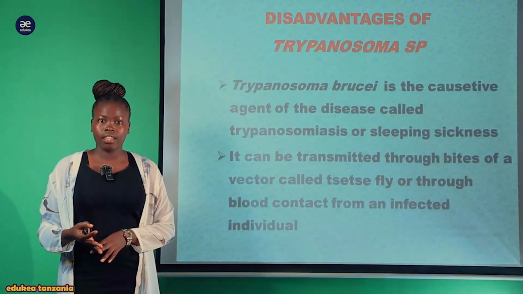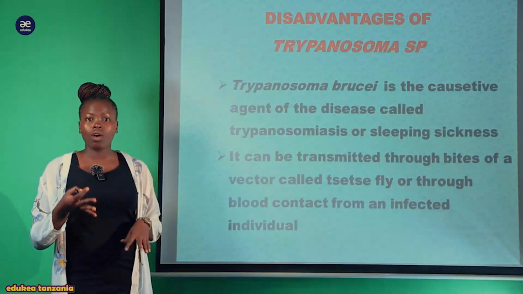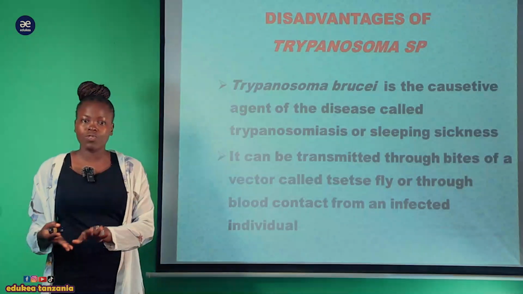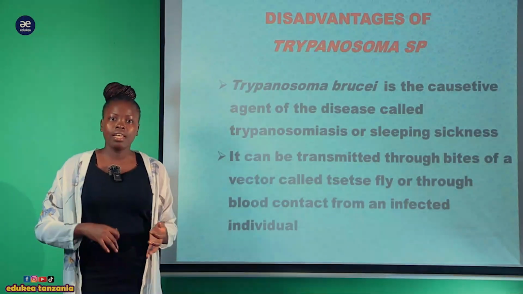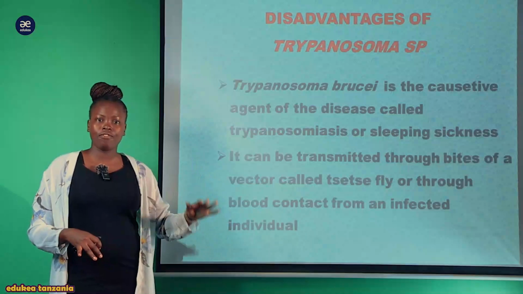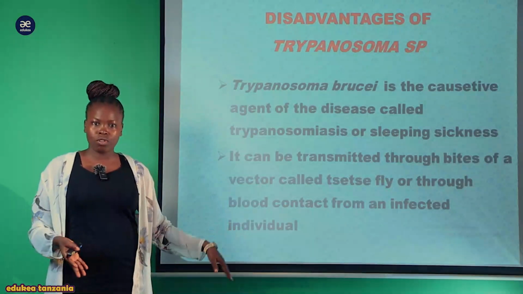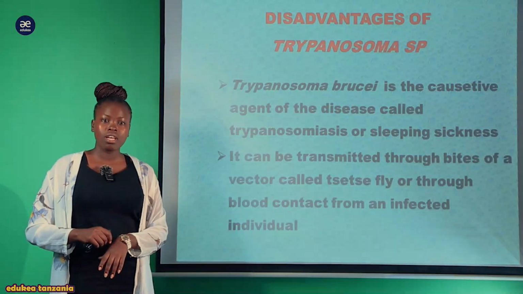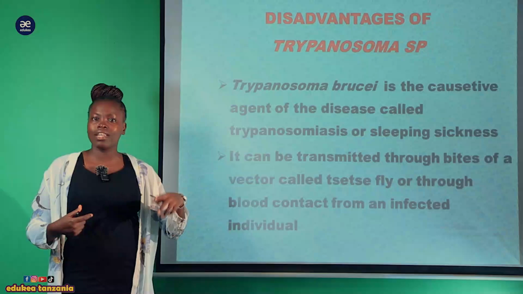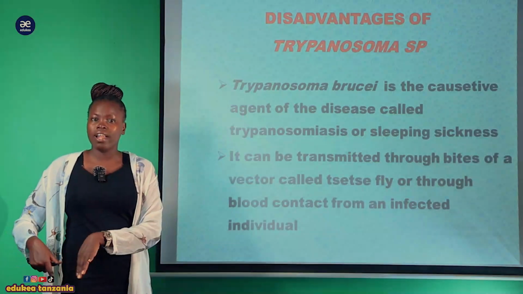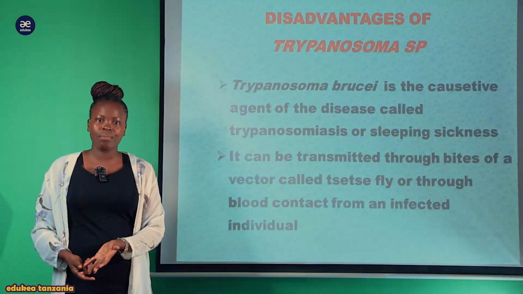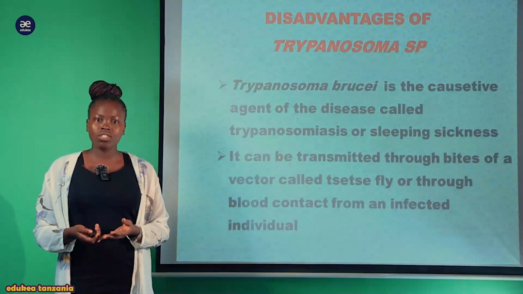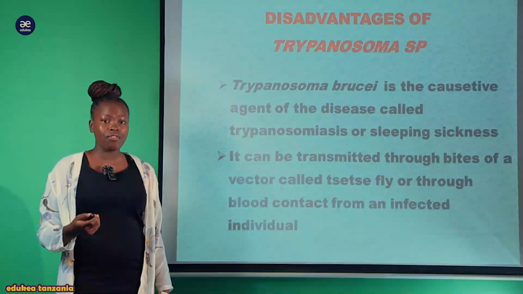So in case you have been bitten by a tsetse fly which has been infected by trypanosoma, when it injects while sucking up the blood for feeding, at the same time it releases the trypanosoma species, which spread mostly in the bloodstream or in the heart, and can lead to infection. Also it can be transmitted in case there is blood contact with an infected person, which can lead to a person getting sleeping sickness.